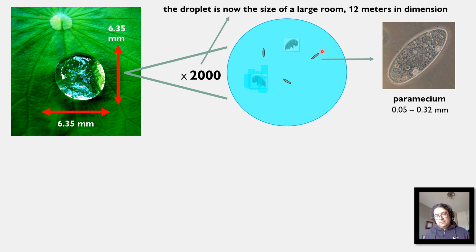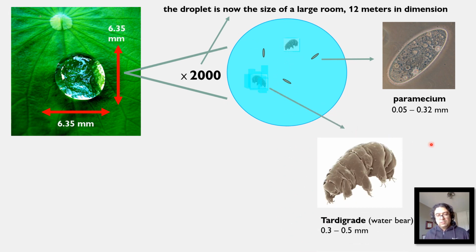Roughly the same size of these paramecia, a little bit larger than them, are these other creatures here that I've shown two of them, and they are called tardigrades, or in common language, water bears. And as you can see, they're a little bit larger typically than paramecium.